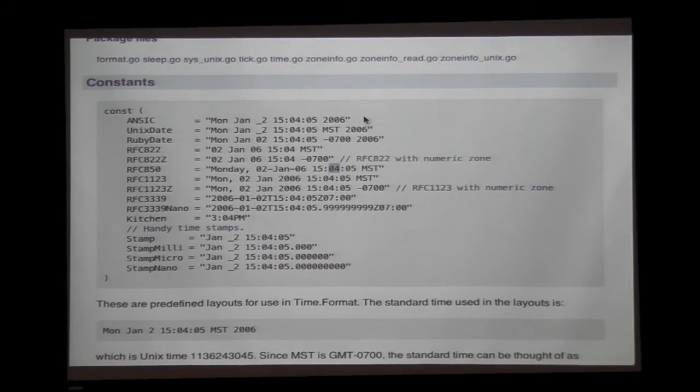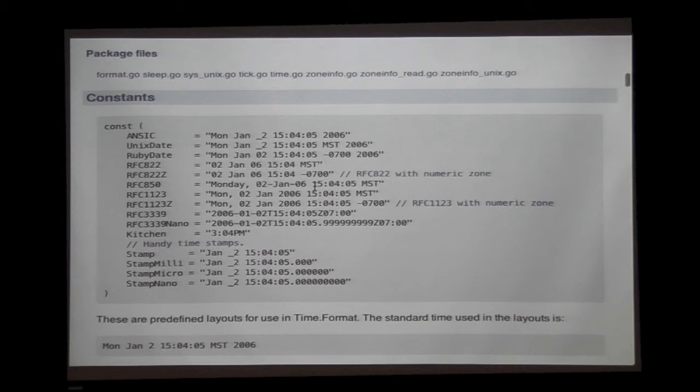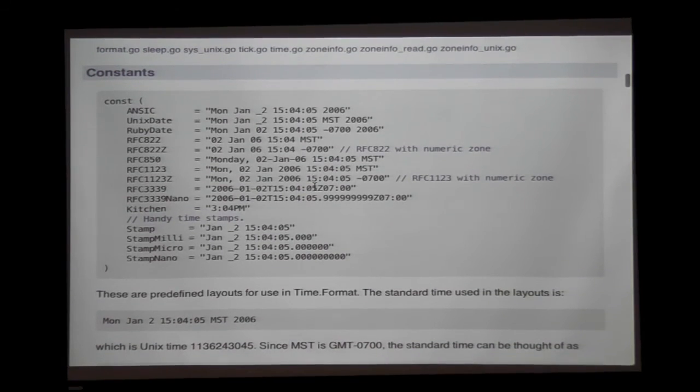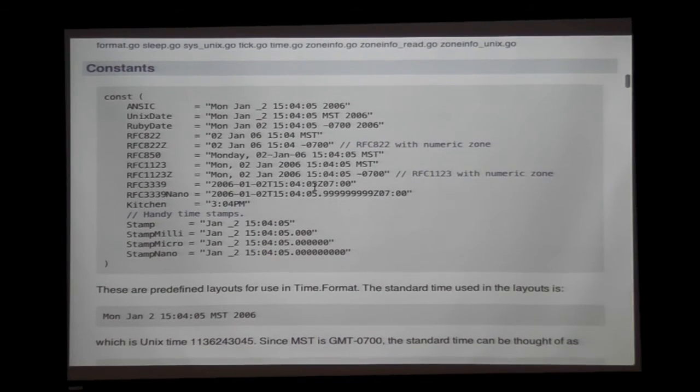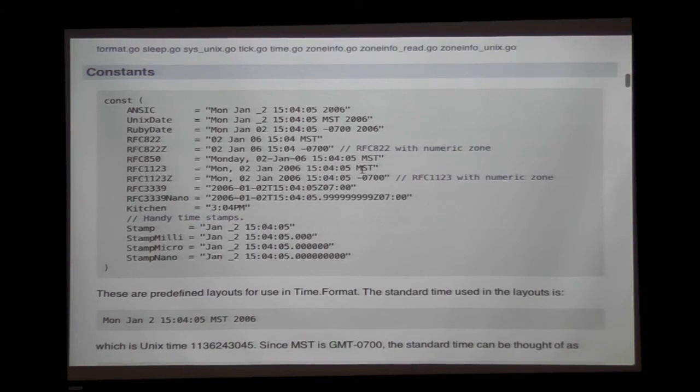So January is 1, the day is 2, the hour is 3, although it's 3 p.m. If you put in 15, it will use a 24-hour clock. If you put in 3, it'll use a 12-hour clock. It's got 4 for minute, 5 for second, and it's the year 2006. And I believe it uses GMT -7, which is MST. MST is Mountain Standard Time.